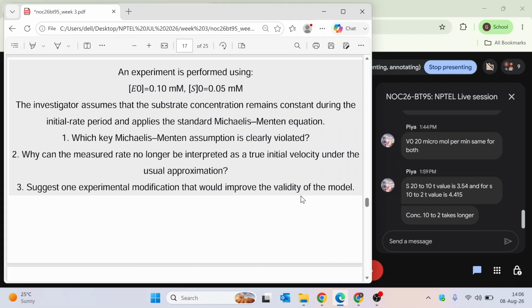Okay, the next question is, we have an experiment where the E naught value is 0.1 millimole and the S naught value is 0.05 millimoles. Total enzyme and the initial substrate concentration are given. Here the investigator assumes that the substrate concentration remains constant during the initial rate period and is applying the standard Michaelis-Menten equation. Is it right or wrong? Based on your understanding of the assumptions of the Michaelis-Menten equation, answer the given questions. It's basically a reasoning question. There is no calculation or formula involved.